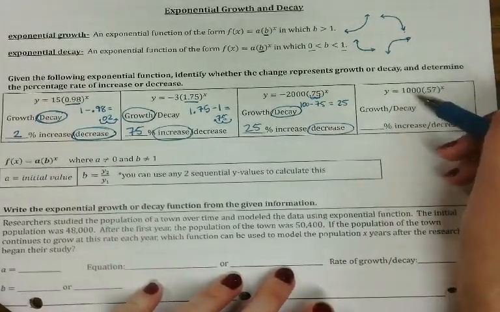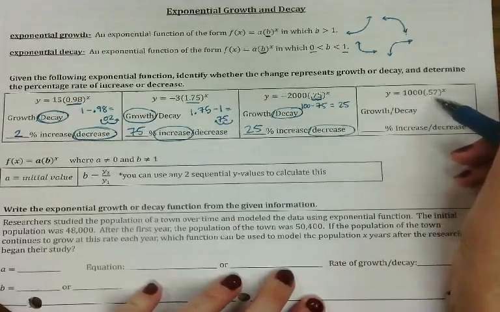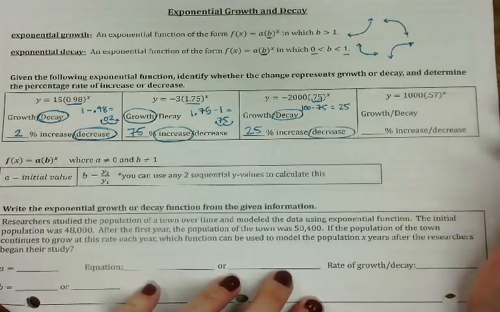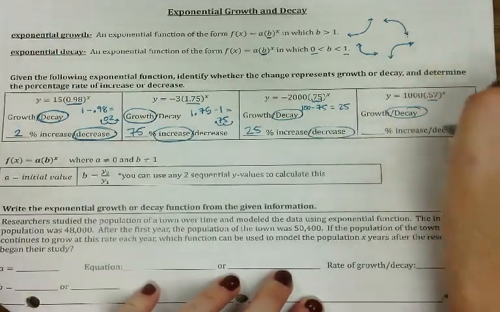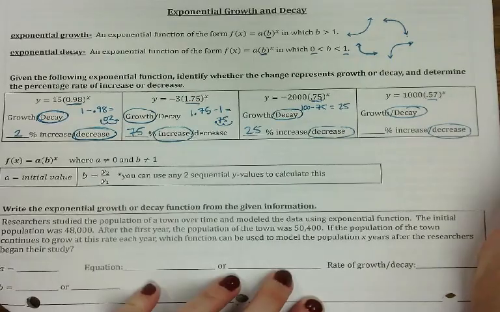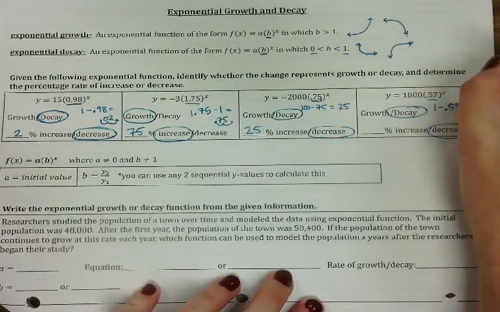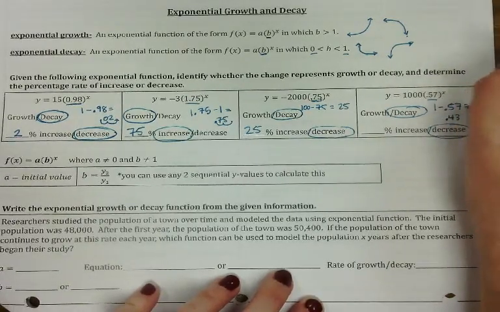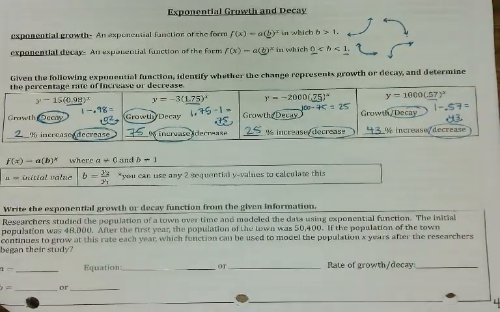All right, 1,000 times 0.57 to the x power. So Nico, is that growth or decay? Decay. And so how much is it decreasing by? 43%. So if we say 1 minus 0.57, that gives me 0.43 or 43%. Does that make sense, guys? Are you guys tracking that?